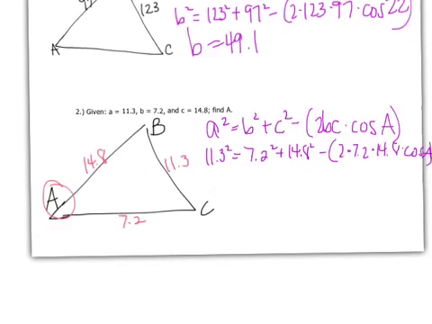Okay, I typically don't want you to round intermediate values, but for this, when you are using law of cosines and you're solving for an angle, you're going to want to a little bit. So here's what I want you to do. I want you to go ahead and do 11.3 squared, which is 127.69. And then I also want you to go ahead and do the 7.2 squared plus the 14.8 squared. Find that value.